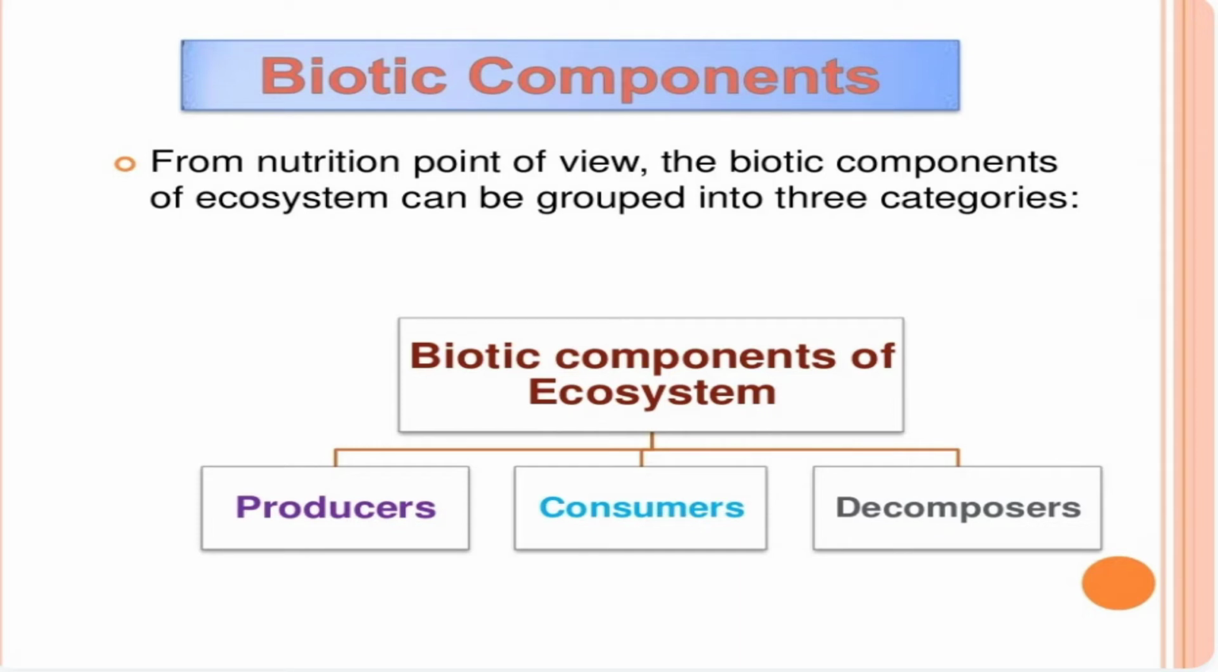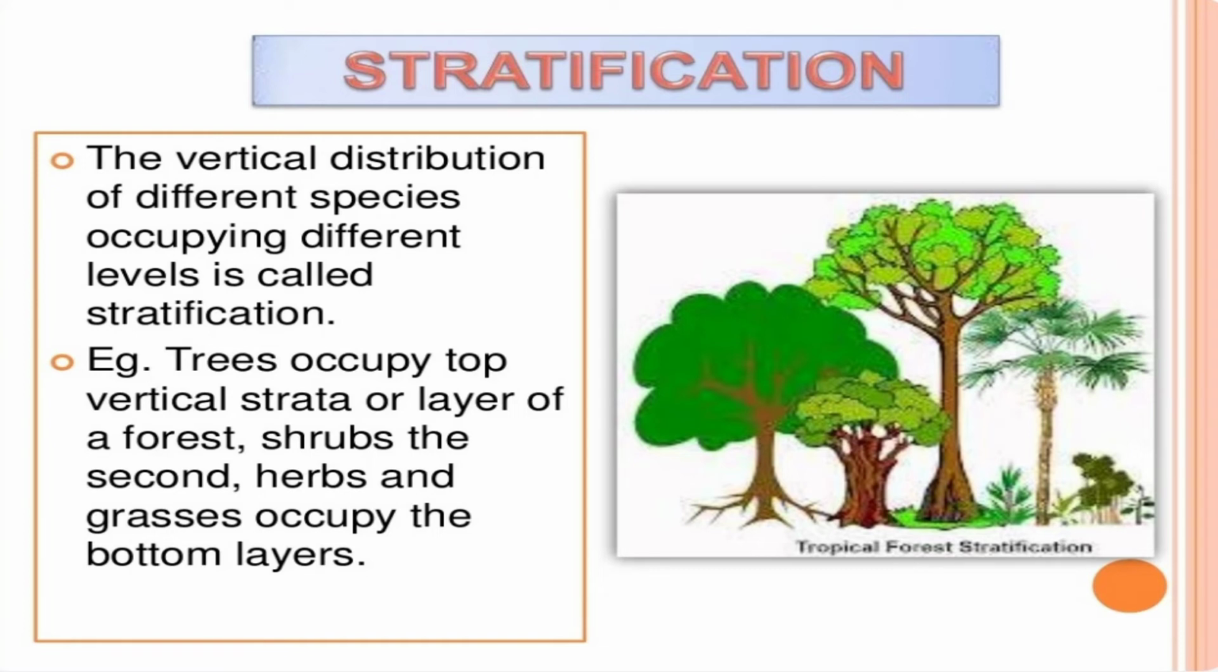Biotic components: from the nutrition point of view, the biotic components of an ecosystem can be grouped into three categories. Number one is producers, second is consumers, and third is decomposers. Next is stratification. The vertical distribution of different species occupying different levels is called stratification. For example, trees occupy the top vertical stratum or layer of a forest, shrubs the second, and herbs and grasses occupy the bottom layers.